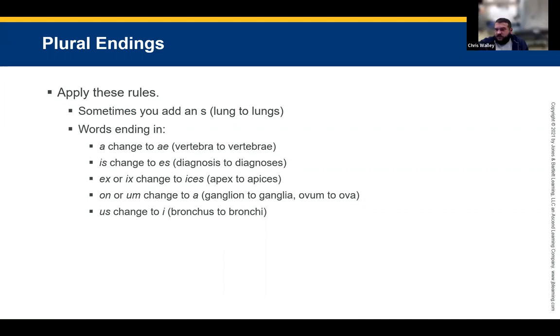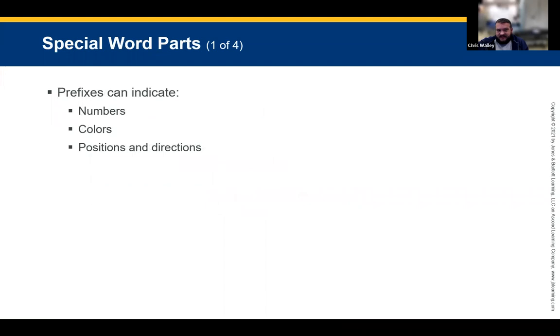Singular words that end in IS change to ES in plural. Singular words that end in EX or IX change to ICES. Singular words that end in ON change to A. Singular words that end in US change to I. Again, there are some examples. I know what vertebra versus vertebrae is, diagnosis, appendix, appendices, ovum to ova, and bronchus to bronchi. I can tell you those. I know where they're all at, but English is not my best.